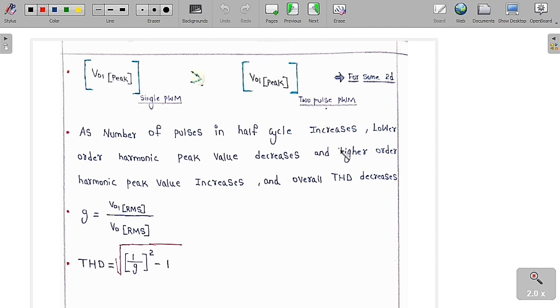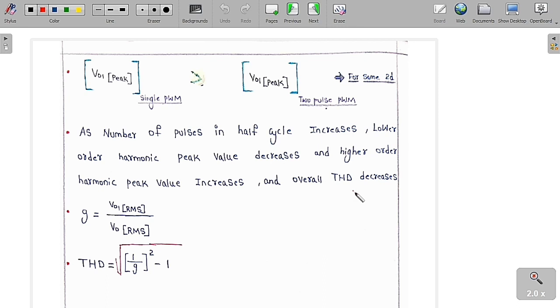As the number of pulses in the half cycle increases, the lower order harmonic peak value decreases, the higher order harmonic peak value increases, and the overall THD decreases. THD is the ratio of the RMS value of the harmonic voltage to the RMS value of the overall output voltage. That is the meaning of THD.